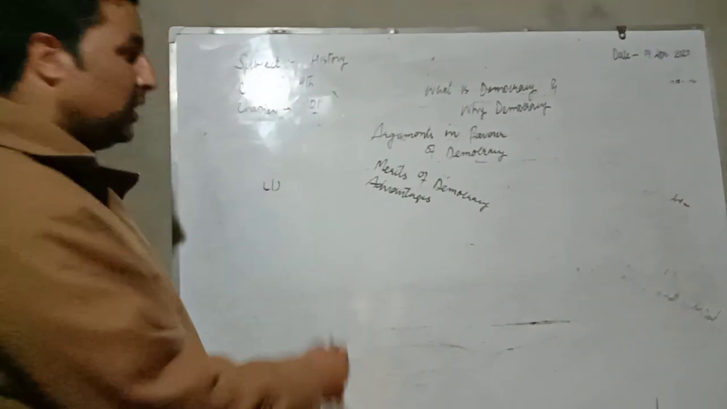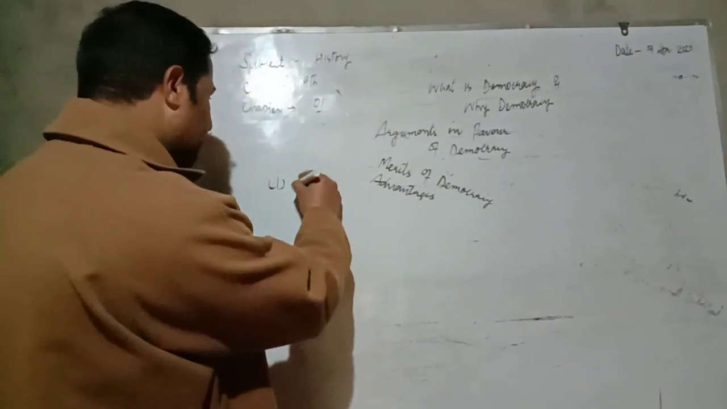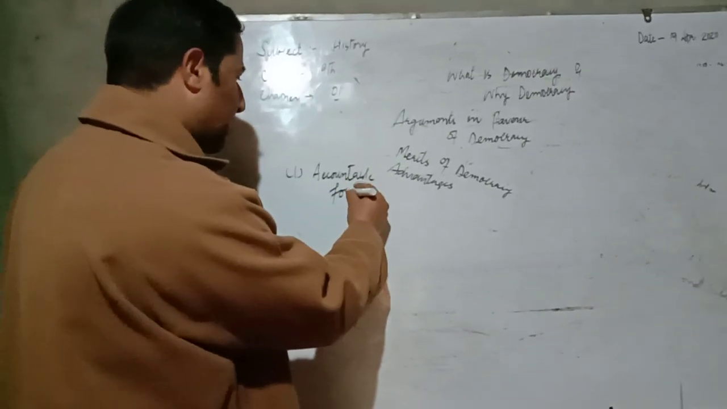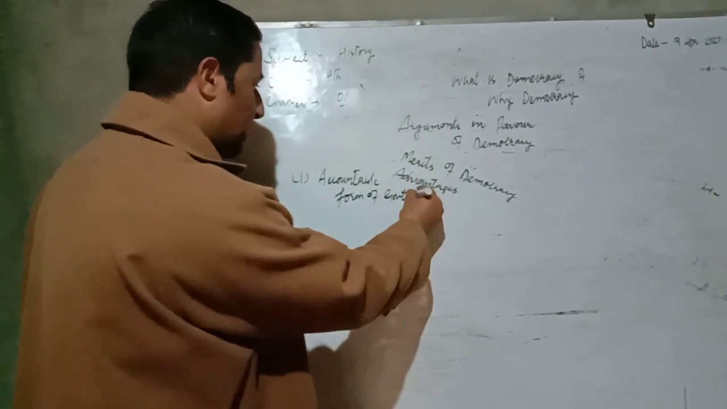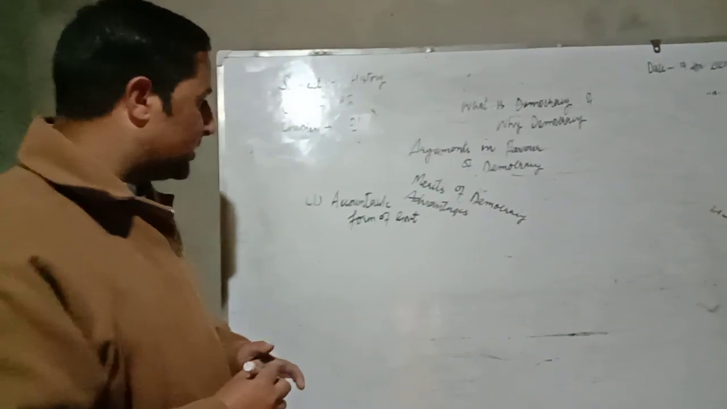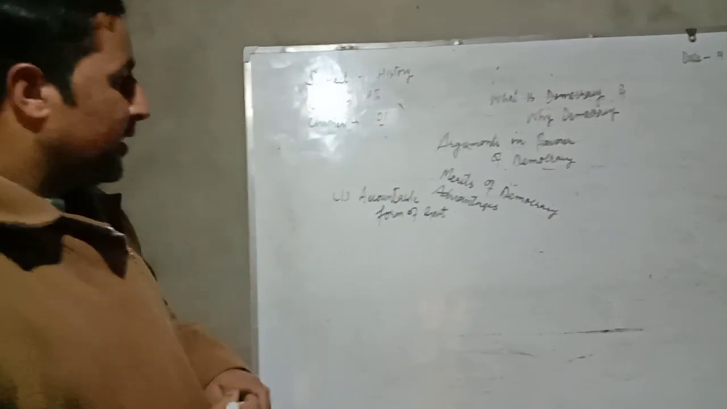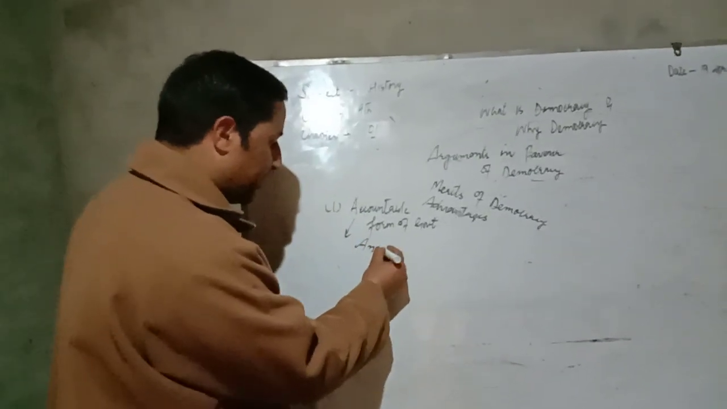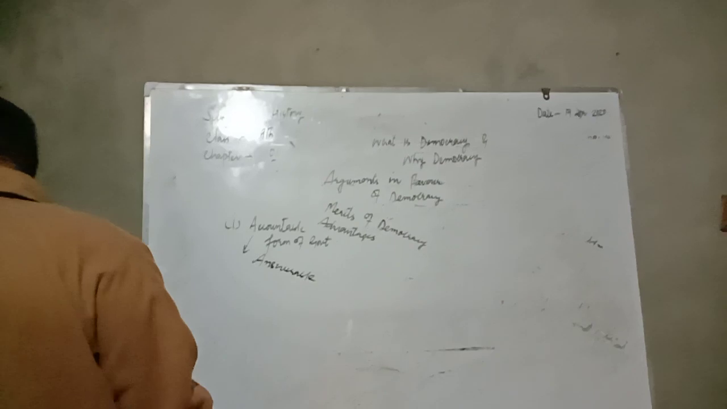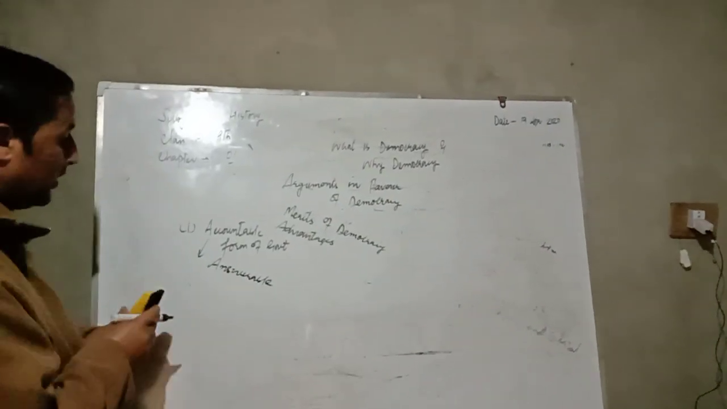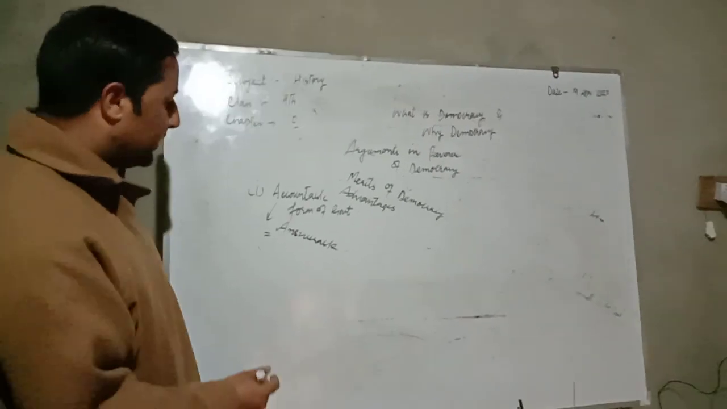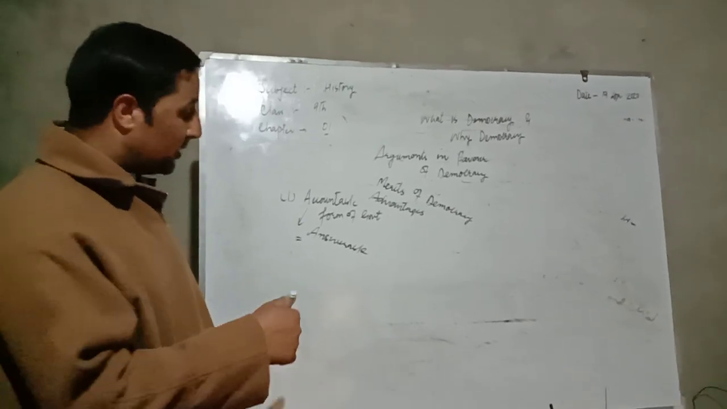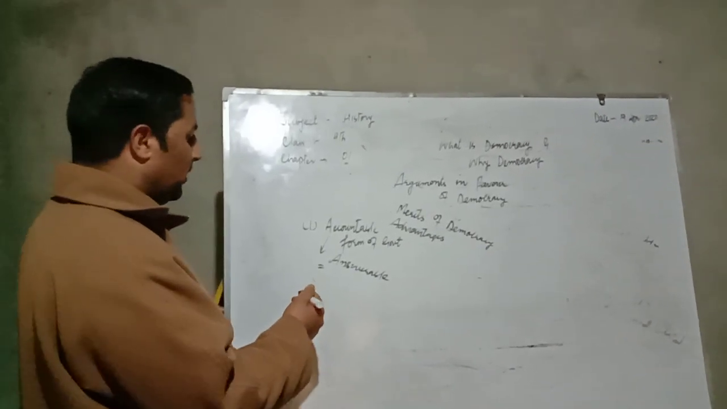Number first argument in favor of democracy is accountable form of government. It's the number first argument in favor of democracy, that it is an accountable form of government. What does it mean? Accountable means answerable. Answerable government. And we see how democratic government is accountable government, or we can say answerable government. I will tell you a story.